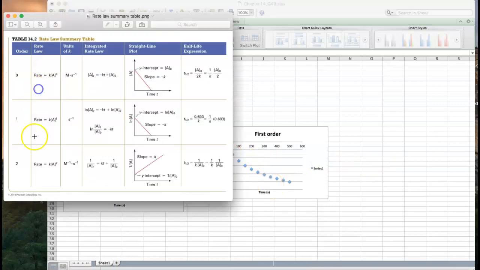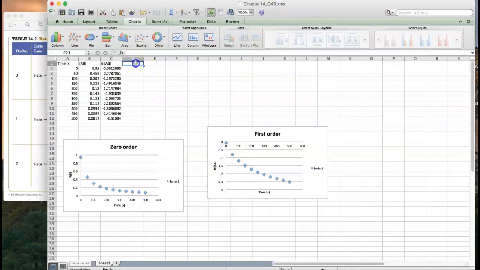So let's check out second order kinetics. What do I need to plot? 1 over the concentration of the reactant versus time. So 1 over the concentration of AB, and so I'm going to say equals 1 divided by the concentration, and then I'm going to copy and paste so I can fill in the rest of the cells.